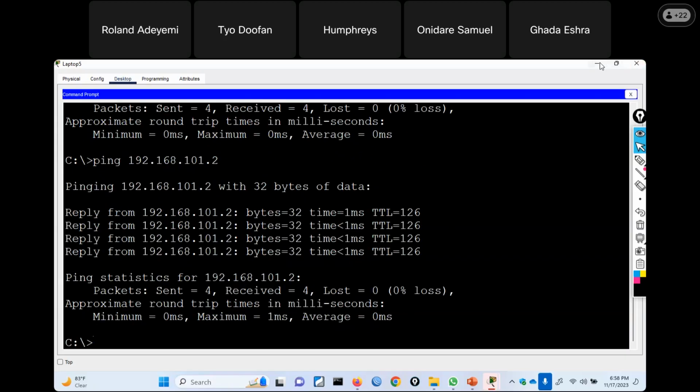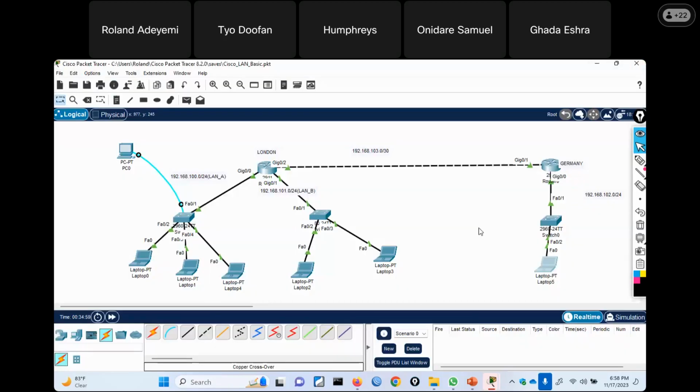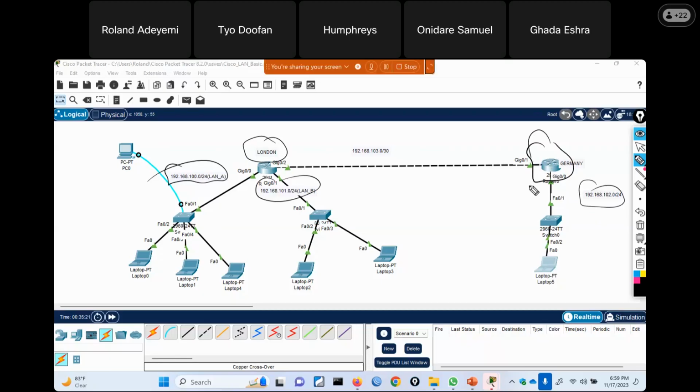So let me just summarize what I did. We went to the Germany router and told it about this network and this network, because the Germany router is not directly connected to them. We went to the London router and informed it about this network because the London router is not directly connected to this network. So in the long run, this guy has all the networks. Two networks now, so it has all 5 networks. 1, 2, 3, sorry, 4.